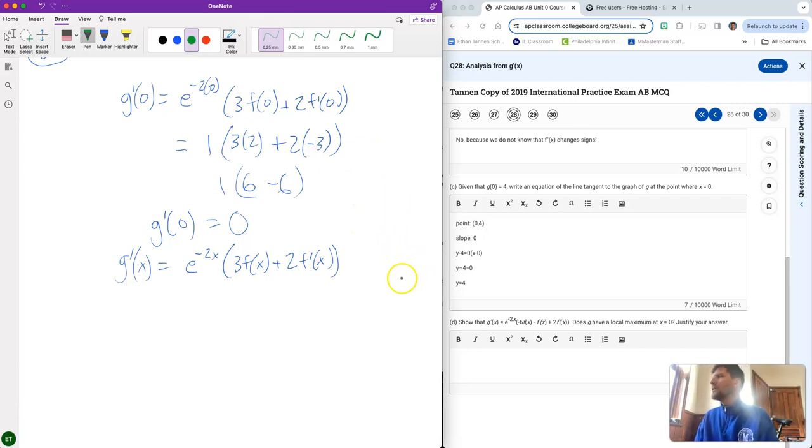So, does g have a local maximum at x equals 0? We want to see if the slope goes from positive to negative at an x value of 0, because if... oh, no, that would be if g prime. We want to see if g double prime is negative. If it's concave down, then we know it has a maximum.